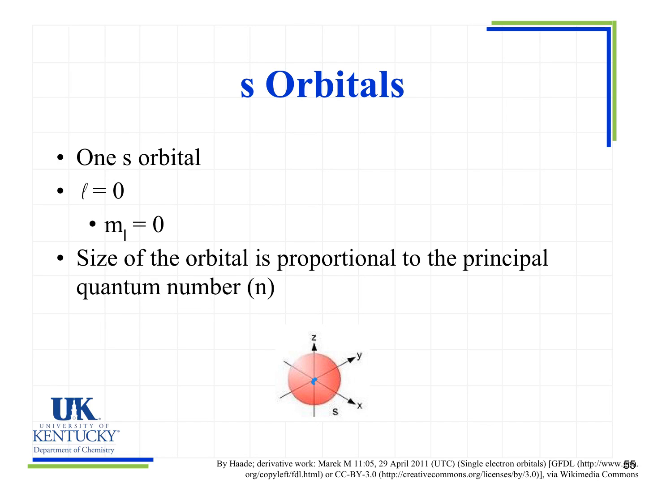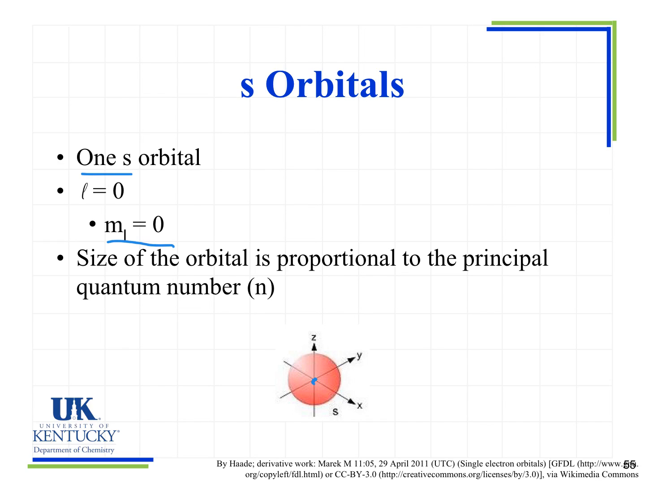Now, when L equals 0, remember the only possible value of m sub L is equal to 0, and that relates back to the fact that we have a single s orbital and we have a single m sub L value. Now, the size of this orbital is proportional to the value of the principal quantum number n.